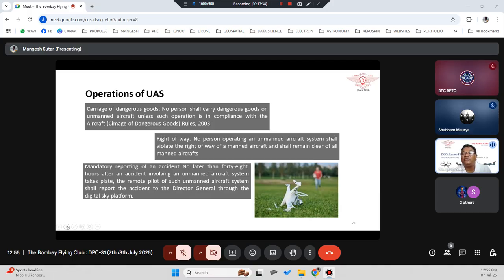Suppose your drone crashed, even beyond recovery, and you cannot find your drone, say you lost it somewhere in a storm. In that scenario also you have to report it as an accident, because only then will you be able to claim it. Without that you cannot claim for your drone. So that is what you have to understand.